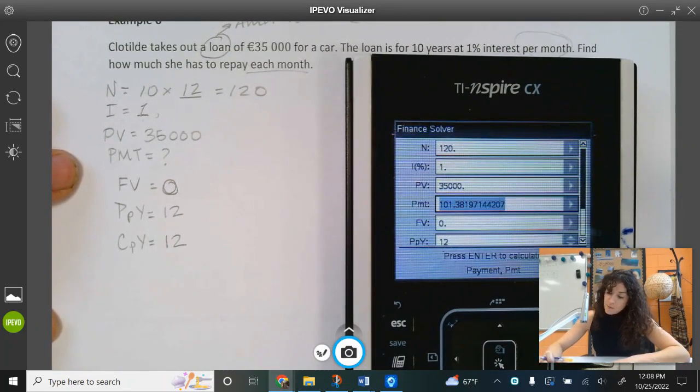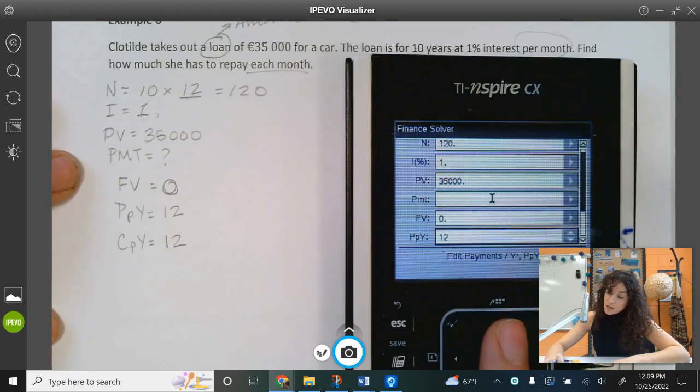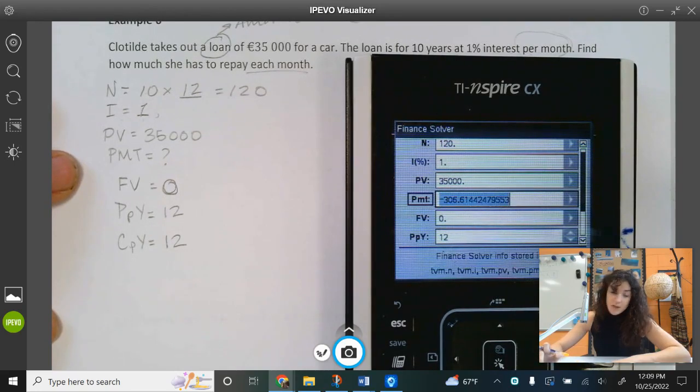35, 1, 2, 3. For the zeros. Payment is what I'm trying to solve for. Final value is 0, and the rest of these guys are 12. I had already made them 12 before, which is great. So I just scroll on this guy and press enter. And that is the wrong value.